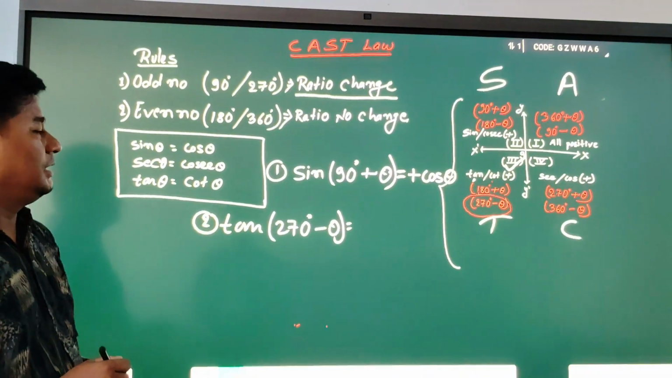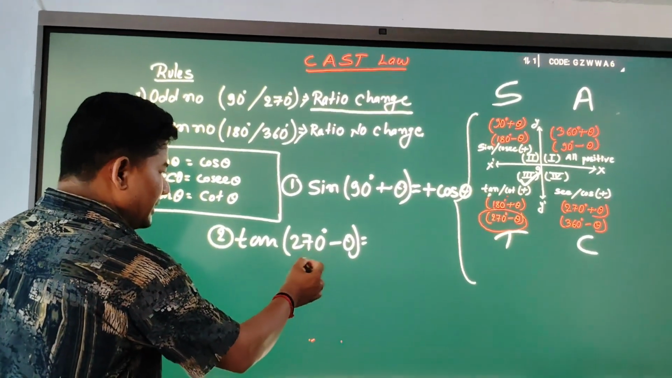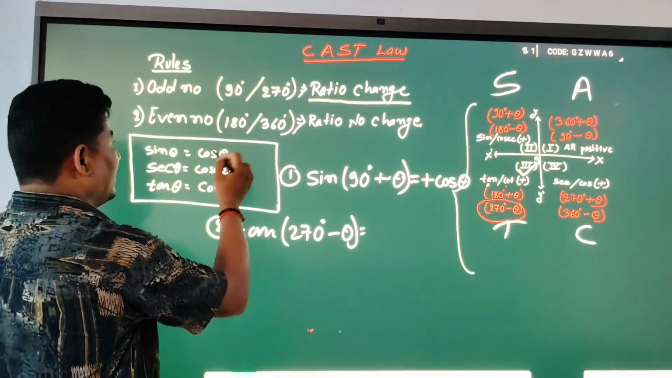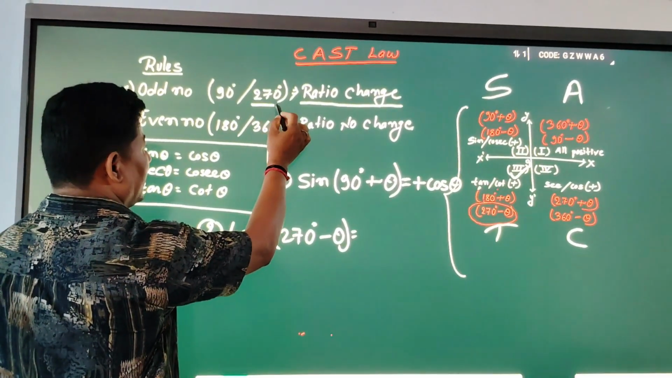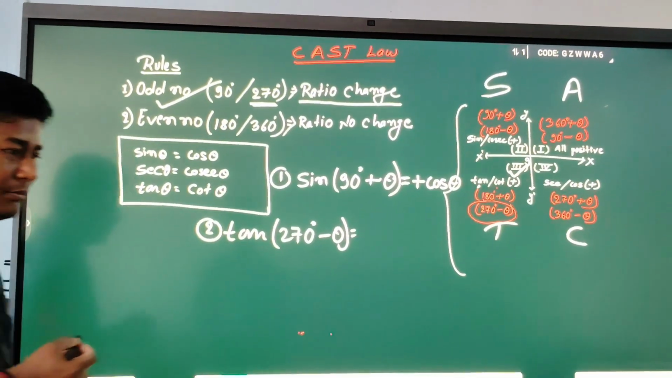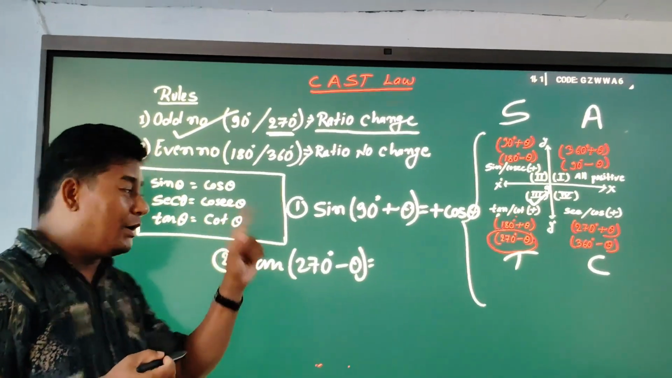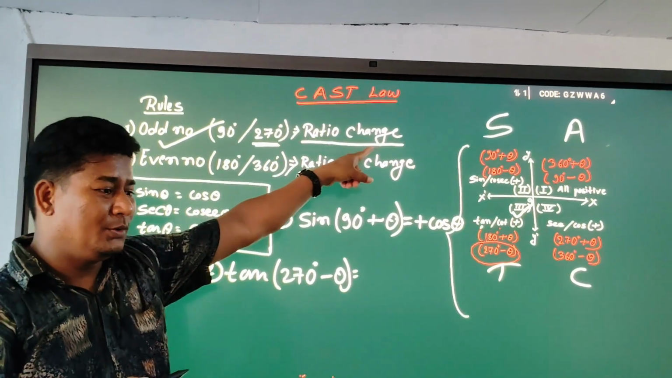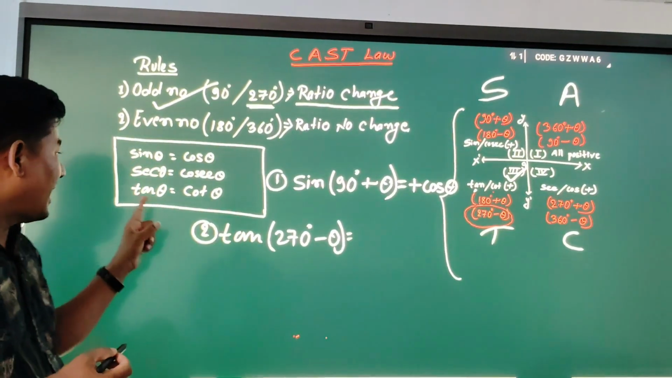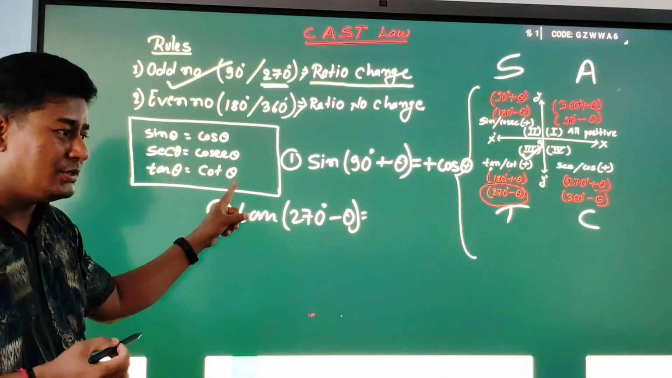Now the second question is odd or even. Which angle have we used here? 270. 270 is known as an odd number, and odd number means the ratio changes. And tan is changed into cot.